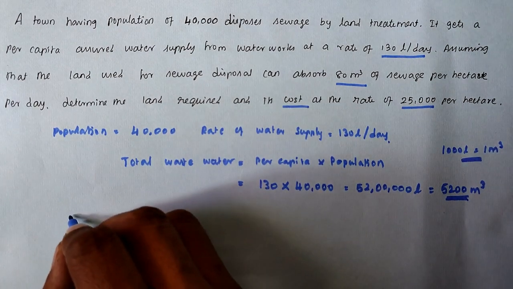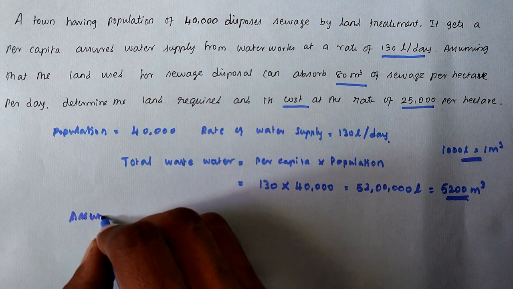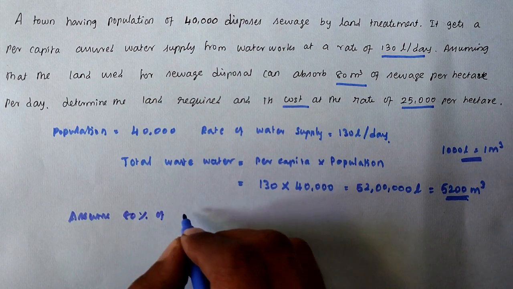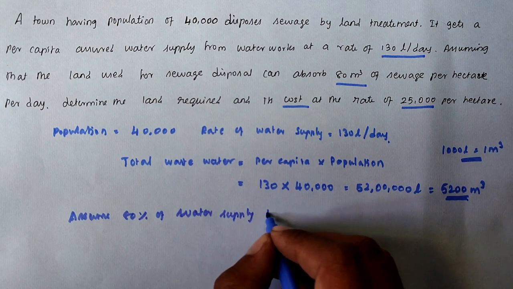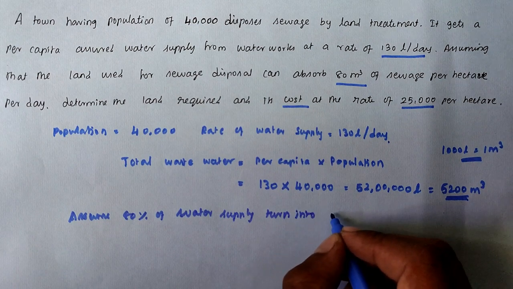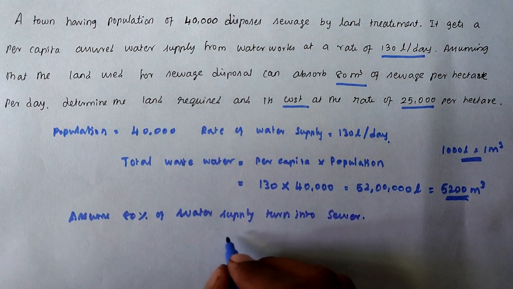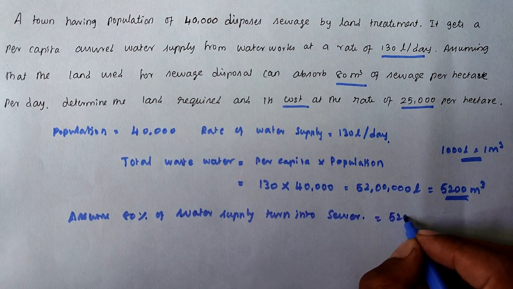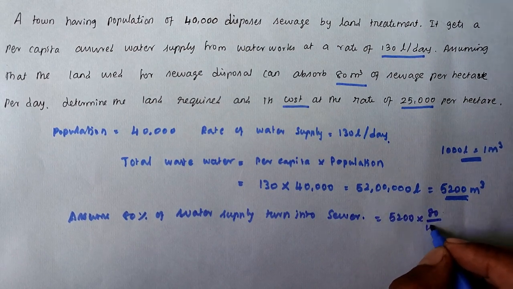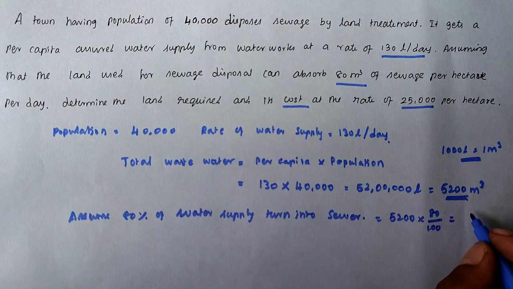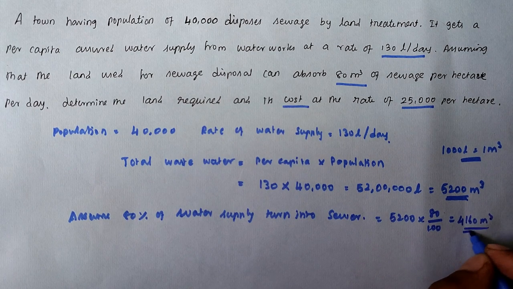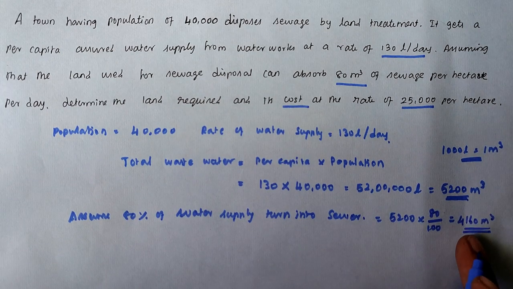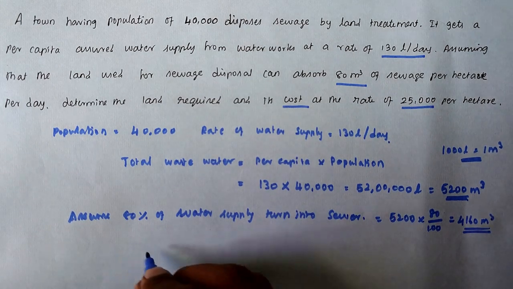Now assume 80% of the sewage water supply turns into sewer. So 5200 m3 into 80%. Solving this, we got the value of 4160 m3. So the total volume is 4160 m3.